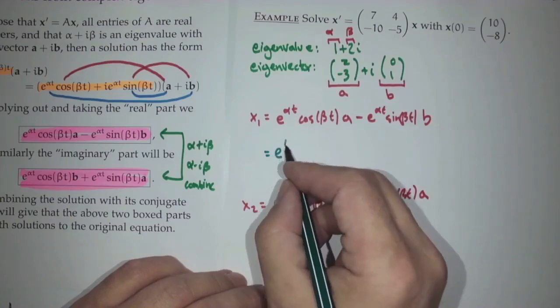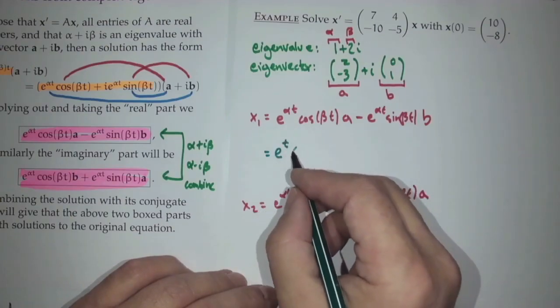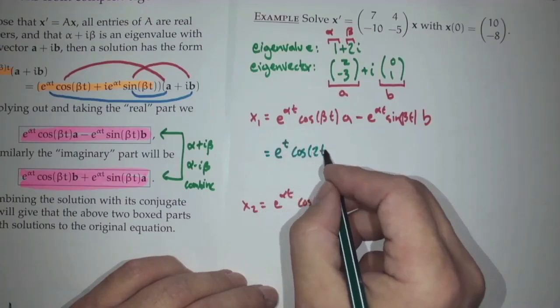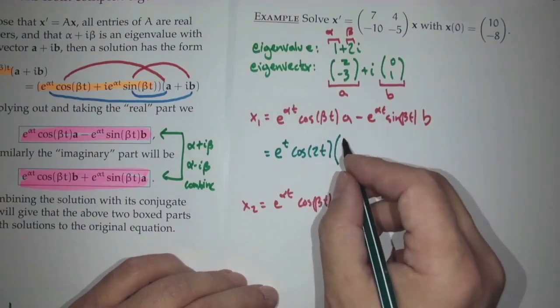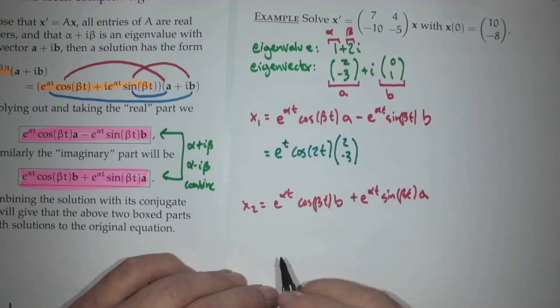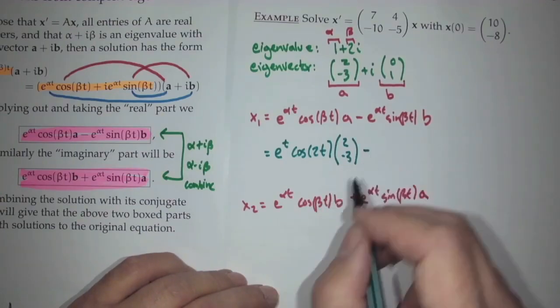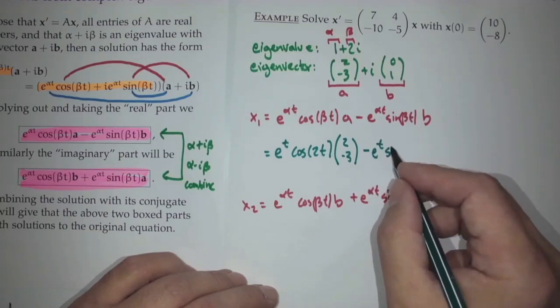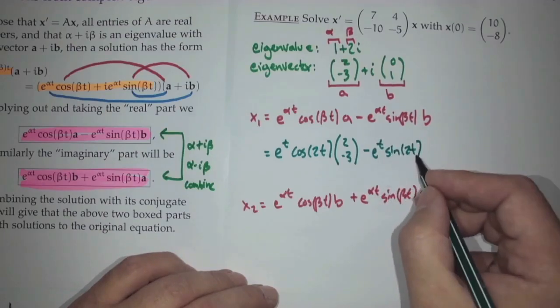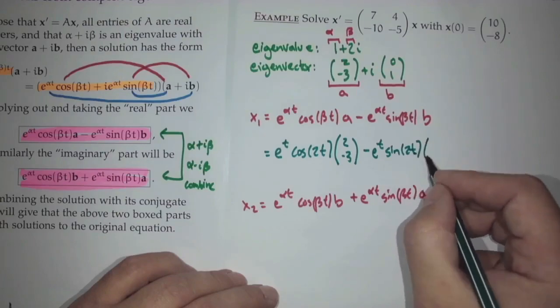e to the t cosine 2t times (2, -3), minus e to the t sine of 2t times (0, 1).